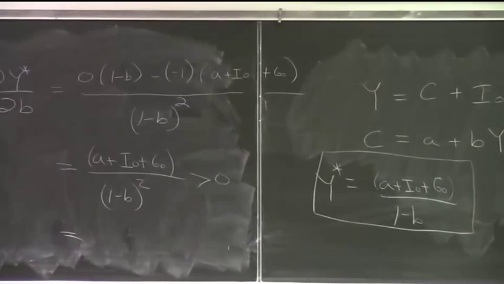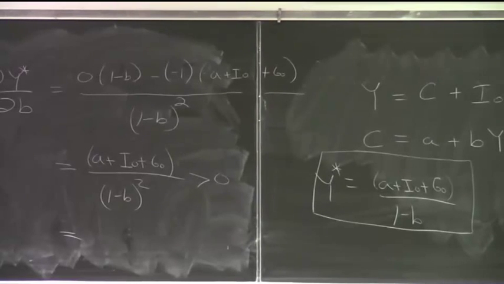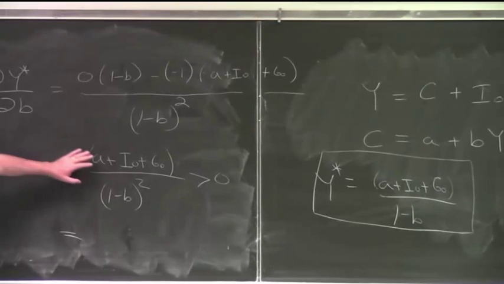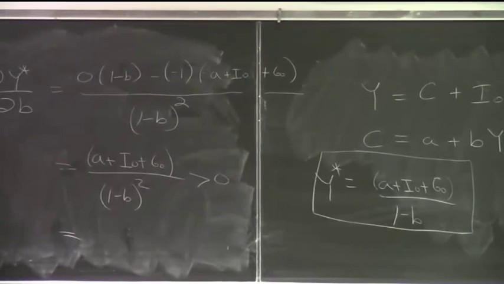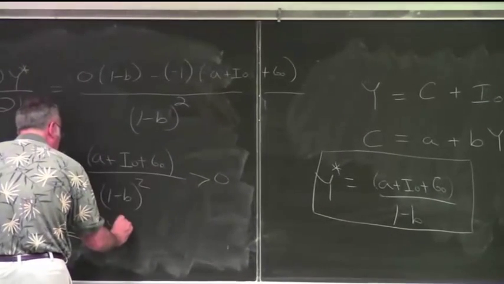If you use y star, you could write partial y star partial b is equal to what? Notice y star is a plus I plus g over 1 minus b. So this expression right here is the same thing as what? Y star. I'm sorry. Go ahead. Helen. Yes. Oh, it's Helen. I'm sorry. I didn't know who was speaking. Go ahead, Helen. Exactly. This is the same thing as y star over 1 minus b.